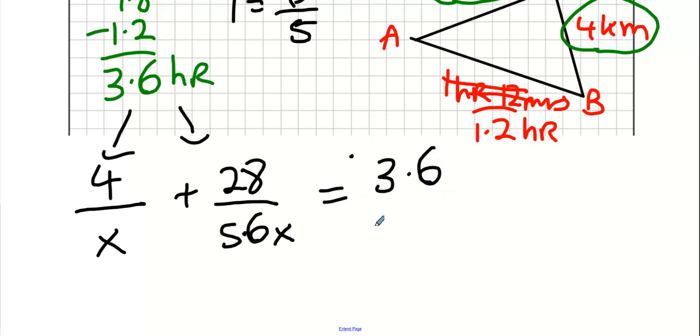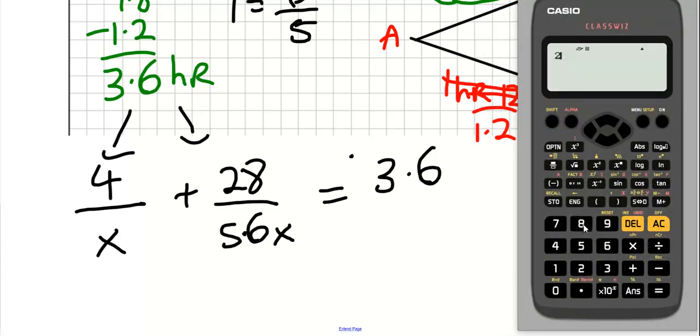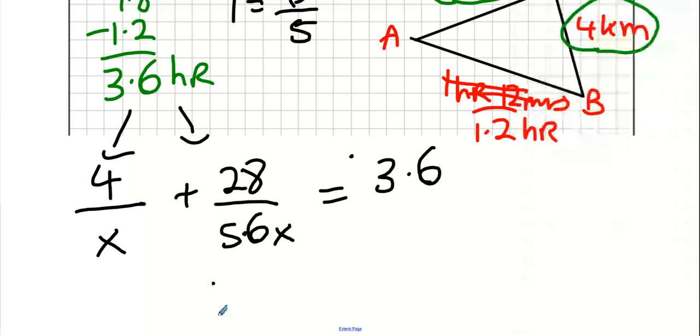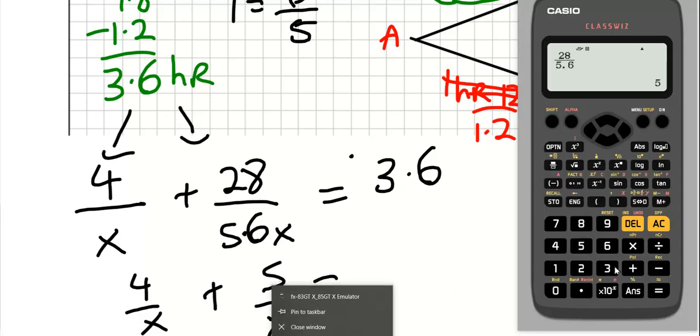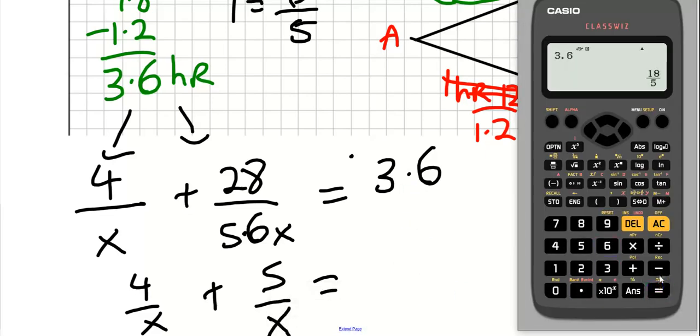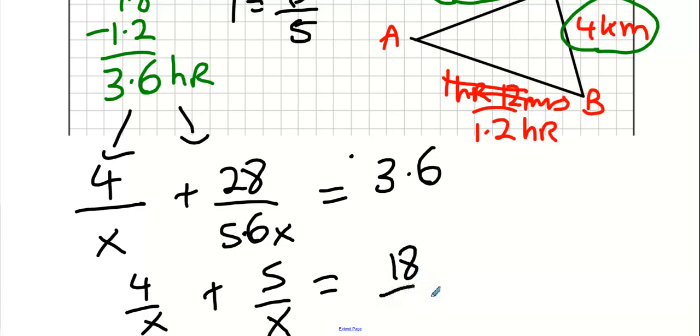Now, I'm inclined to get rid of the decimals and try and turn this into a fraction. So 28 divided by 5.6 turns out to be 5. That's great. That's 5 over x. That's 4 over x. And this in turn is going to be 3.6. I'll put that into a fraction as well. That's going to be 18 over 5.